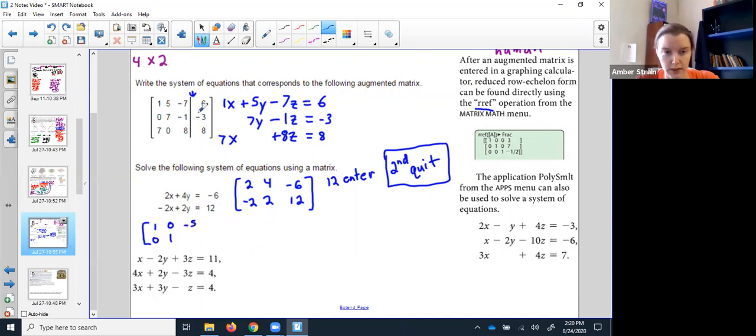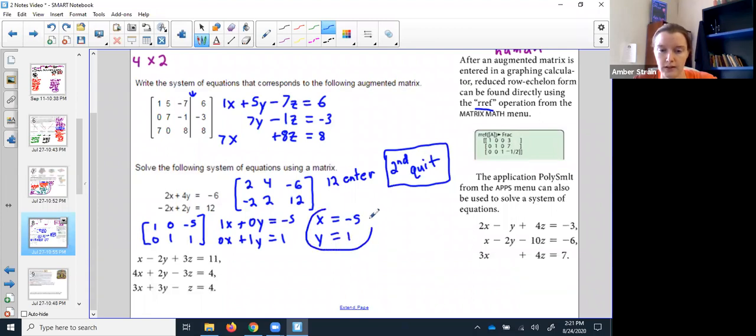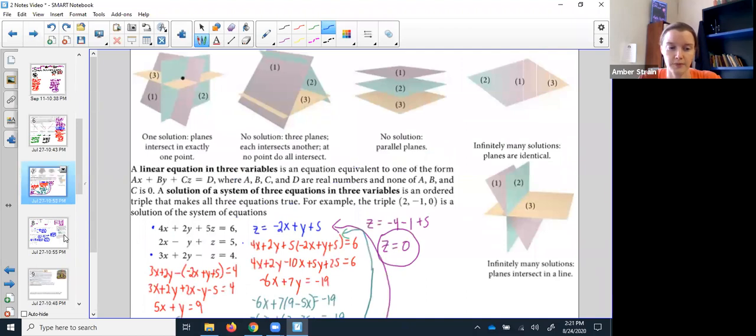But remember, just like we did up here, we can interpret this. So this was really saying that we had 1x and 0 y's equal to -5, 0 x's and 1 y equal to 1. So that means this was really x is -5. And this one was really y is 1. And that's our answer. We're all done. Now it seems like a lot the first time, but it's way better than all of this, I promise.